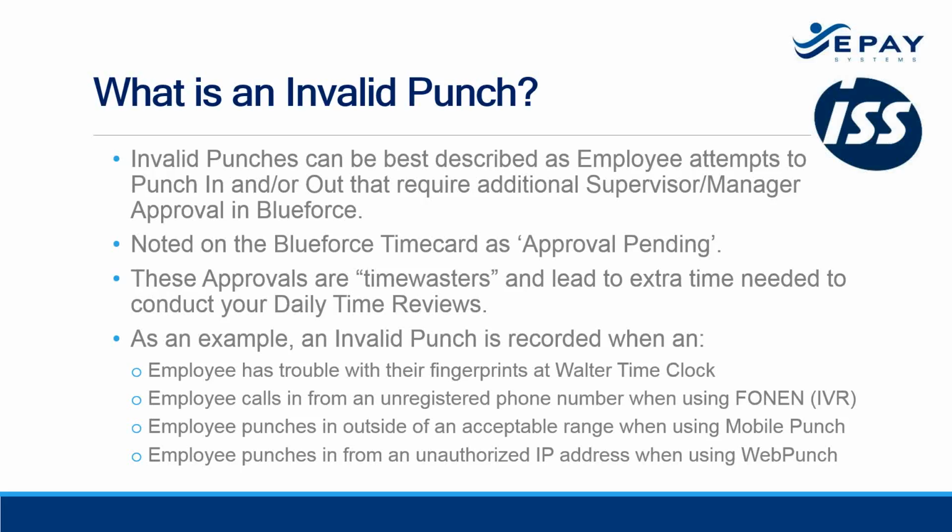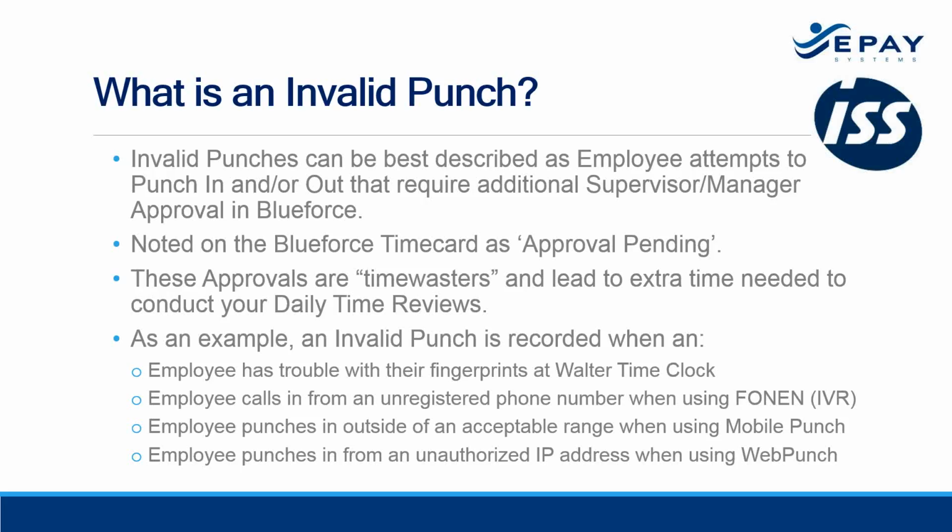But in the meantime, as I accept your punch, I'm going to let your supervisor know that you have had issues with the fingerprint. Now, it doesn't quite tell you that it has an issue with the fingerprint. It just marks it as an invalid punch. So when you see an invalid punch related to a Walter punch in or punch out, almost 9 out of 10 times it is because of that fingerprint.